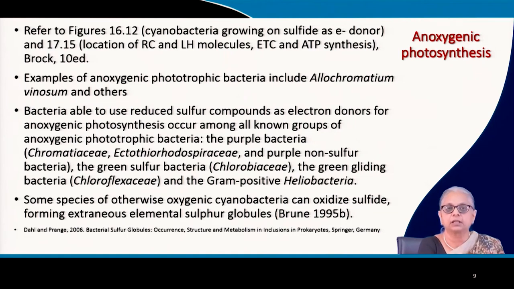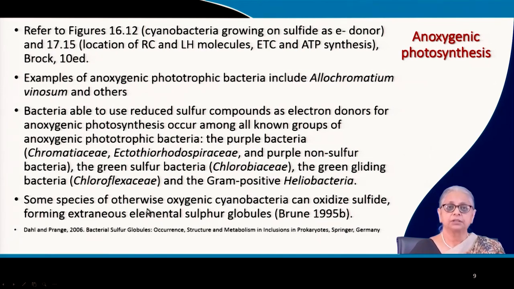So before we go too far, let's take a look at some of the anoxygenic phototrophic bacteria. One of the most common, or the most studied, is Allochromatium vinosum. There are several other examples, bacteria that are capable of using reduced sulfur compounds as electron donors. They are all capable of anoxygenic photosynthesis. So you have the purple bacteria, with several species mentioned here, purple non-sulfur as well as sulfur bacteria. There are green sulfur bacteria, Chlorobiaceae, the green gliding bacteria, Chloroflexaceae, and the gram-positive heliobacteria.